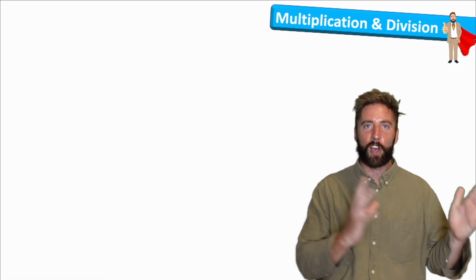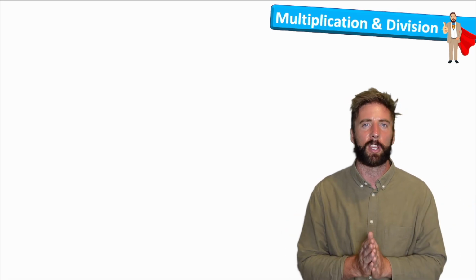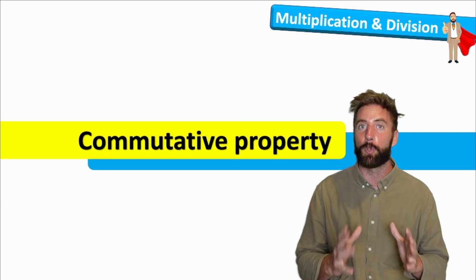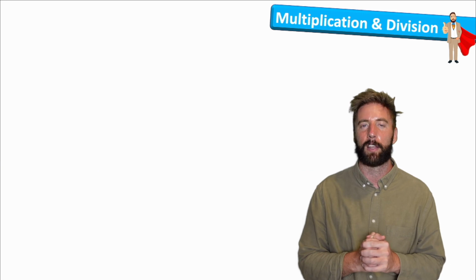Okay, that's a lot of learning. Now we're going to learn a couple of laws, a couple of rules that are associated to division and multiplication. First one is the commutative law. We might have seen this in addition and subtraction, but we're going to revisit it. Here we go.